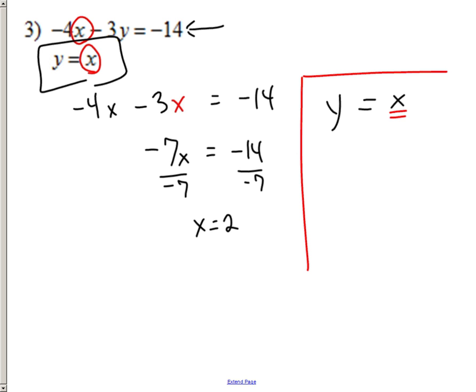We said that any x is going to be equal to 2. So this x right here is going to be replaced with a 2. y equals 2. We're done. The x is equal to 2, the y is equal to 2. There's our ordered pair, which is the solution to the system of equations.